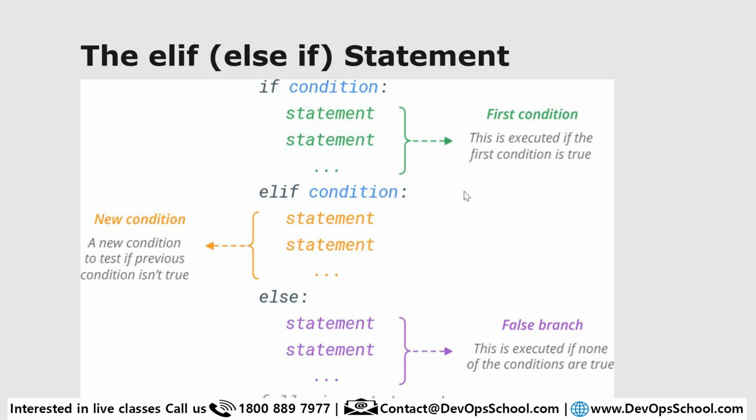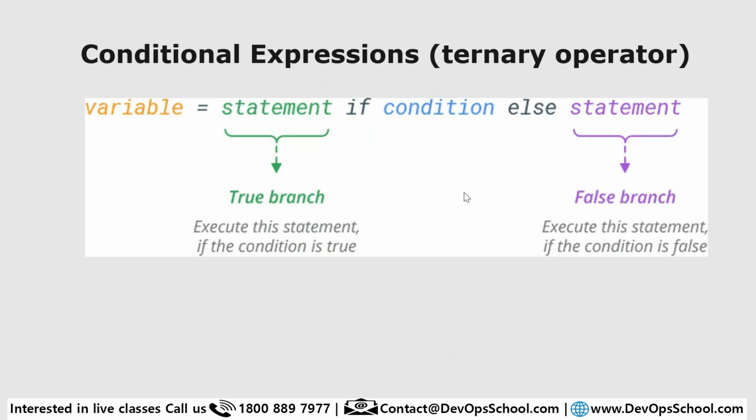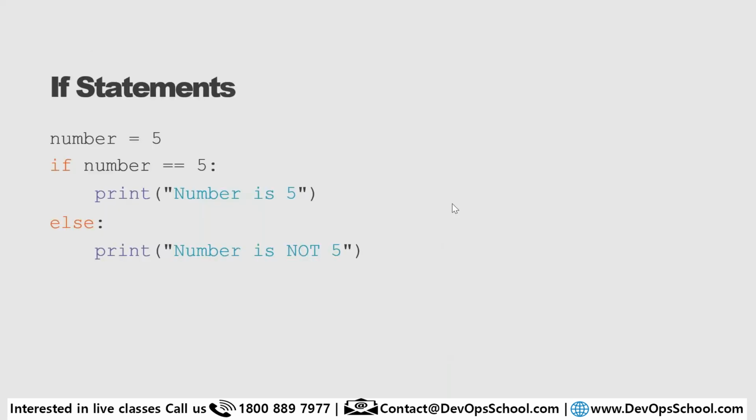So here, this is the elif also, you can use it. Now there is one more way you can set the condition, and that's using the ternary operator. So here you set the variable. If the condition is true, the first statement runs, else the second statement will run. So run the first statement if this condition is true, else run the second statement. This is also something you can do.